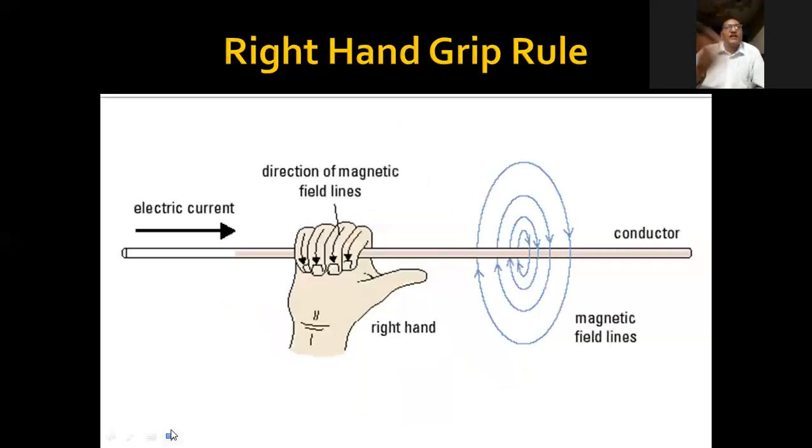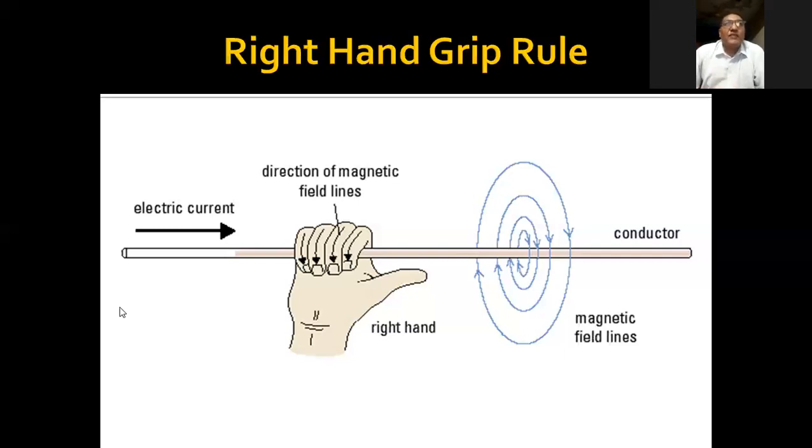Here is another example. We have a horizontal conductor and current is flowing through it. You can hold it in your right hand, with the thumb pointing in the direction of the current, and the curls of your fingers show the direction of the magnetic field. So the direction of the magnetic field will be clockwise around this conductor. The magnetic field lines are represented with concentric circles, and their direction will be clockwise. I am telling this by using the right hand grip rule.